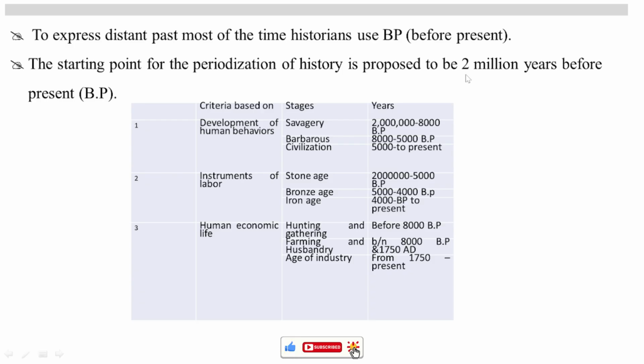Our starting point. So criteria gurguddoo sadii jiran kanaaf. To divide the history of mankind, there are three important criteria. The first one, development of human behavior. The second one, instrument of labor. The third one, human economic life. Kanaaf development of human behavior gubbaa gaafa dhaabannu seenaa dhala namaa bakka gurguddoo sadiitti qoodama.